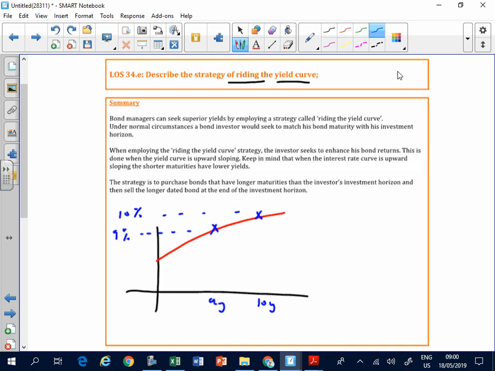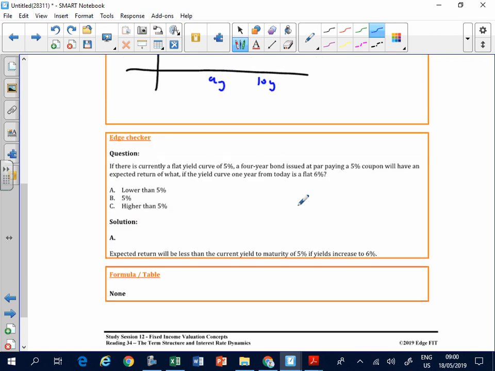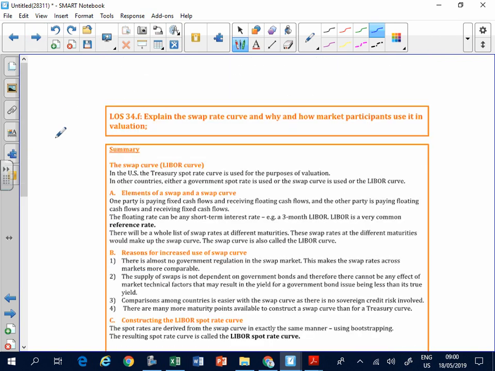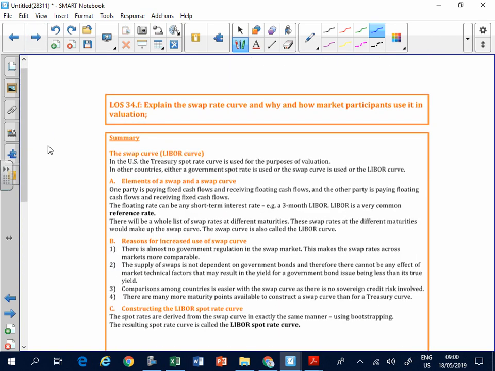Now, if it were downward sloping, you do the opposite. You want to sell it there and buy it back here. All right, cool. Any questions? No, okay, cool. Am I going too fast?